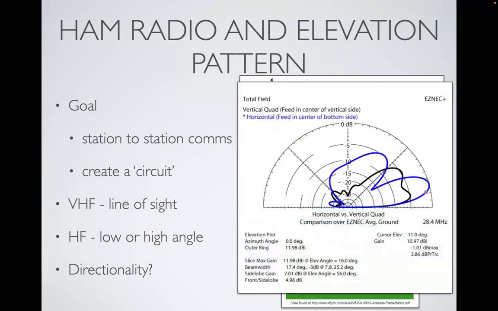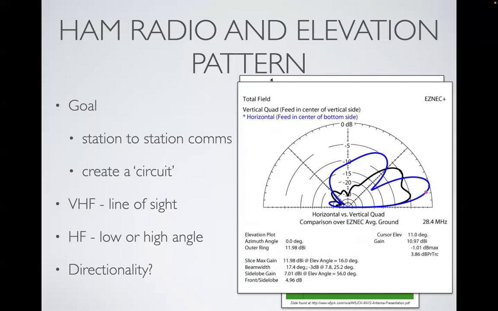And you can see here that you get different patterns depending upon the polarization. And this is an example of a quad. And let's see if I get the colors right here. I think the blue one, you can see there's blue and black. And I think the blue one is vertically polarized on the quad, and the black one is horizontally polarized. And this is the same antenna. Is it the other way around? Okay. The other way around.